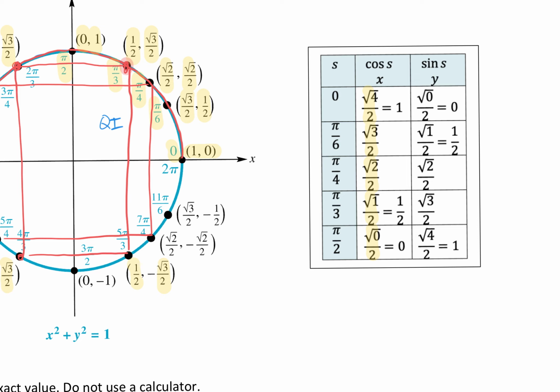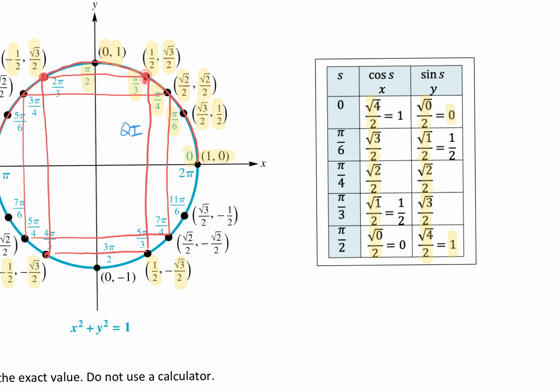And once you have cosine, you have sine, because sine does the opposite. Sine starts at 0 and it ends up as 1. So sine increases, cosine decreases. So if you're looking at sine, it goes from 0 to 1, which is square root 0, square root 1 over 2, square root 2 over 2, square root 3 over 2, square root 4 over 2. So just little tricks to memorize.